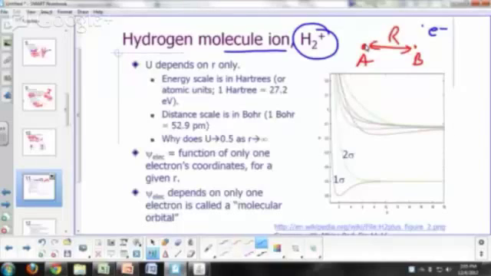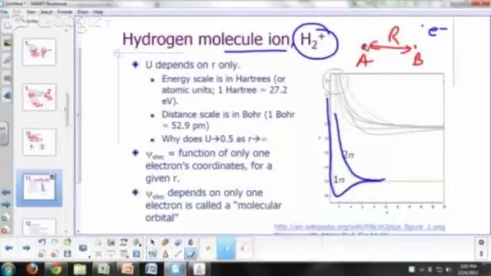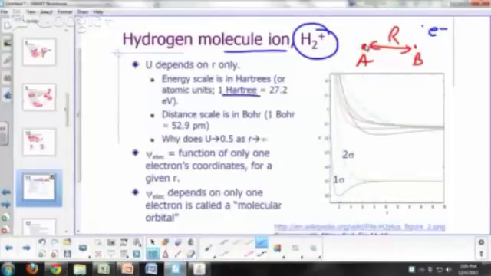Okay? So the lowest electronic state is called the 1 sigma, or the first sigma state. The first excited state is called the 2 sigma. Similar to 1s, 2s, right? And on the scale of this diagram, the energy unit is in Hartrees. 1 Hartree is 27.2 electron volts.